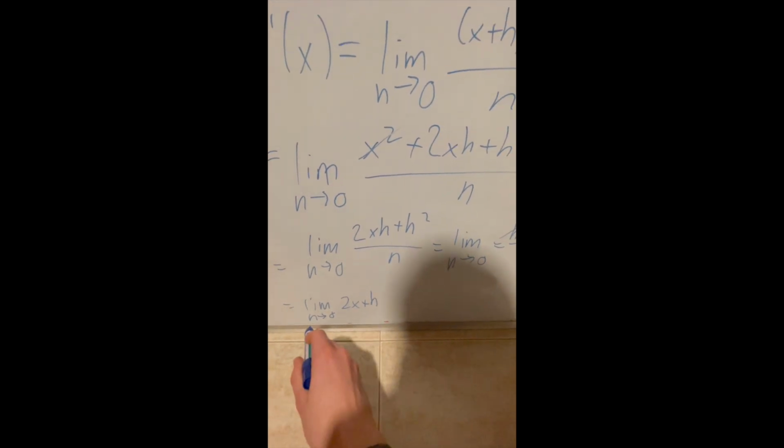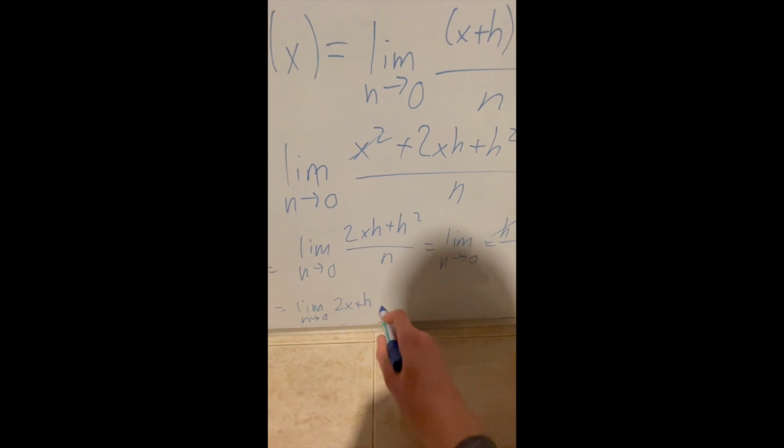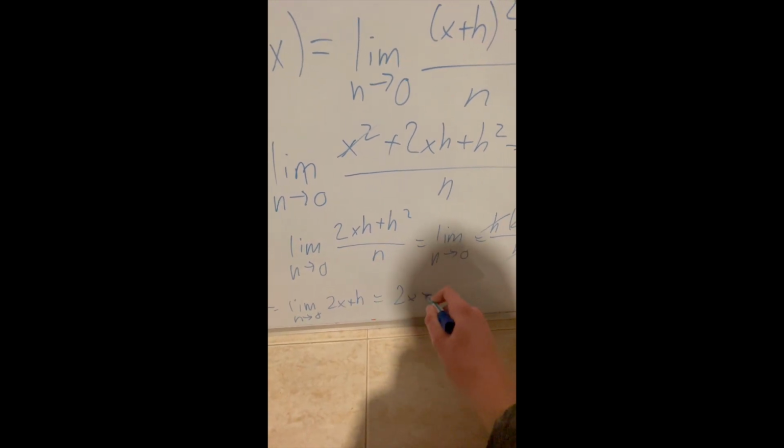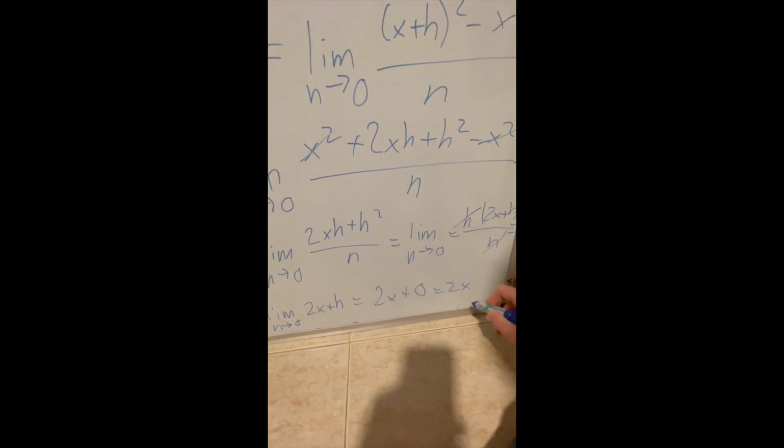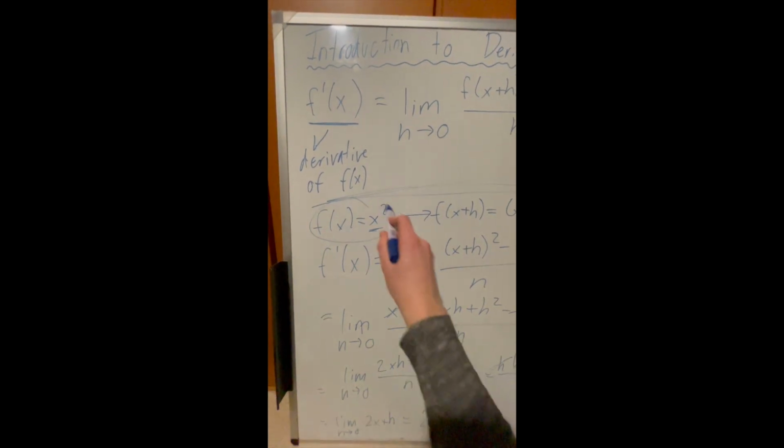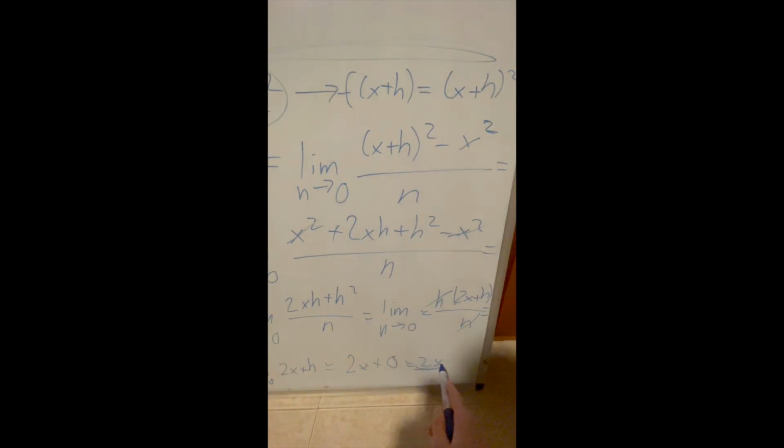And then, since our h is approaching 0, we just substitute it here. 2x plus 0 is equal to 2x. So, our derivative for this function, x squared, is 2x.